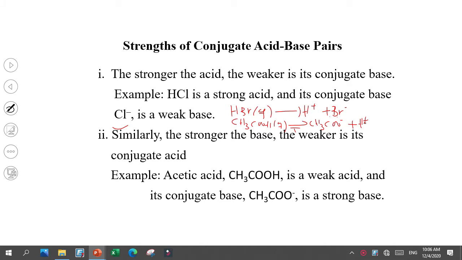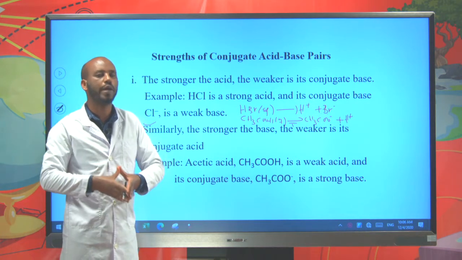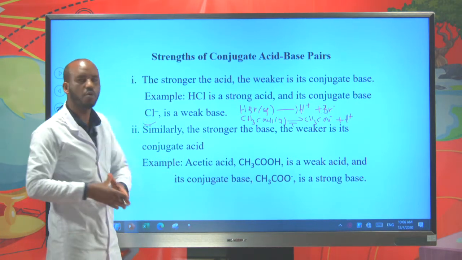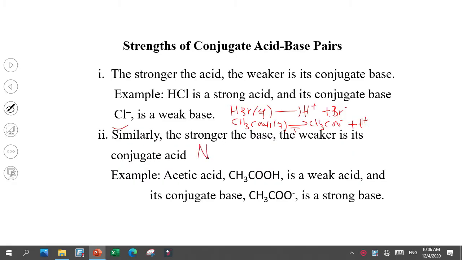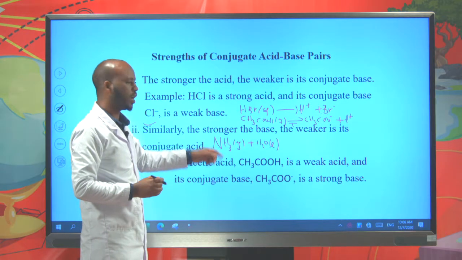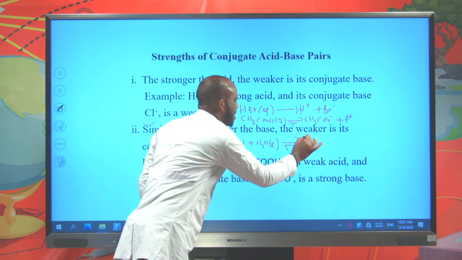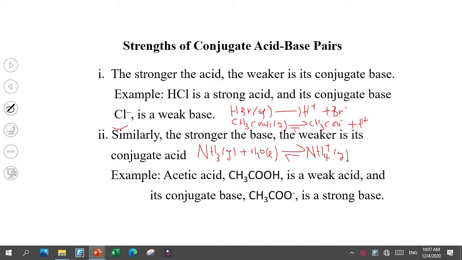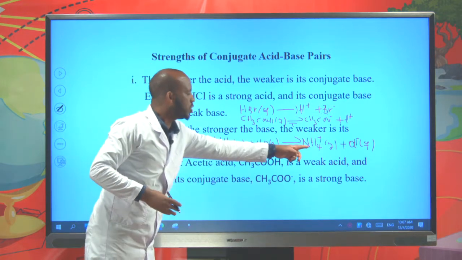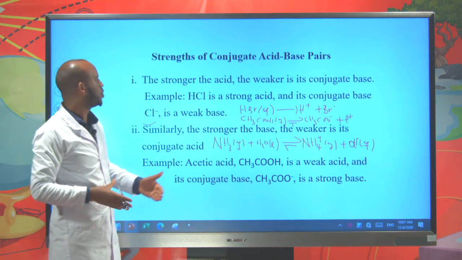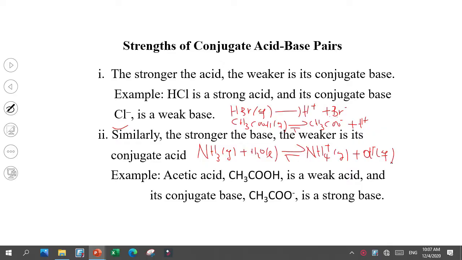Similarly, the stronger the base, the weaker its conjugate acid. The weaker the base, the stronger its conjugate acid. You can take ammonia as an example. Ammonia, NH3, plus water, H2O liquid. Ammonia is a weak base, dissociates to a small extent, and gives ammonium ion, NH4 plus aqueous, plus OH minus aqueous. You see, ammonia is a weak base. Its conjugate acid is strong. This is the strengths of conjugate acid-base pairs.